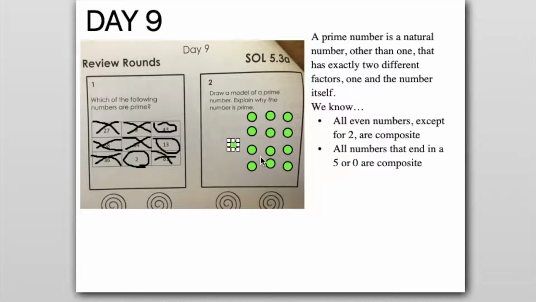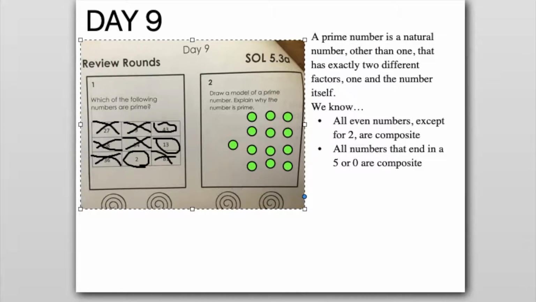Day 9, question 2. Draw a model of a prime number. Explain why the number is prime. Well, we just did question 1, and we got 3 prime numbers. We got 2, we got 13, and we got 43. So I'm going to choose to draw 13 as a model. So what I've done here is I've drawn 13 circles.